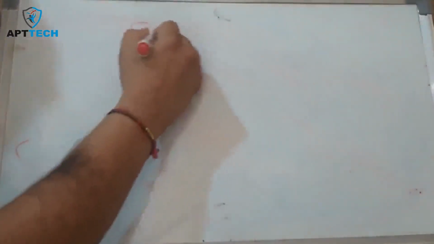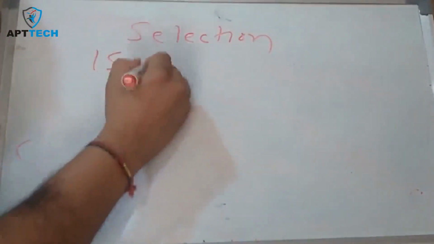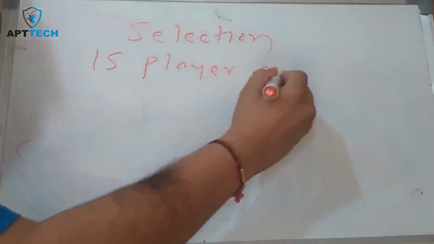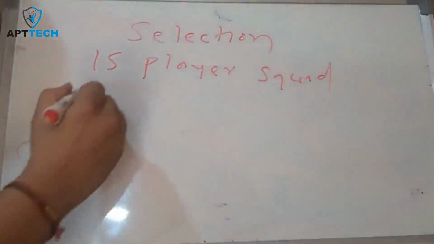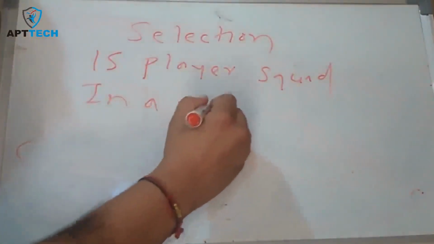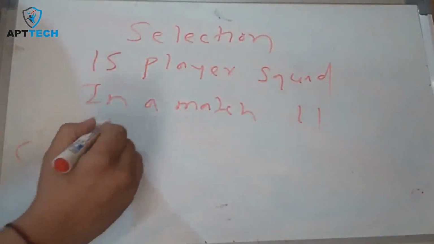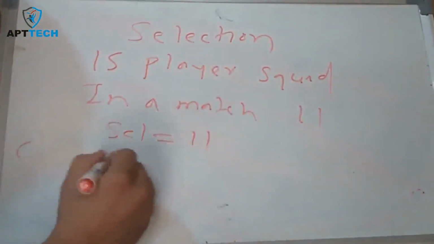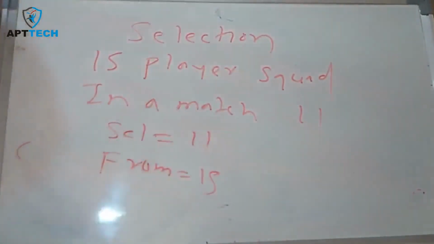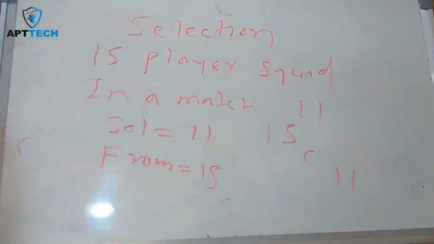Now let us try to understand selection. Suppose in the Indian cricket team we have a 15 player squad. In a squad of the Indian cricket team 15 players are present, but we all know that in a match only 11 can play. So selection of 11 from 15 can be written as 15C11.